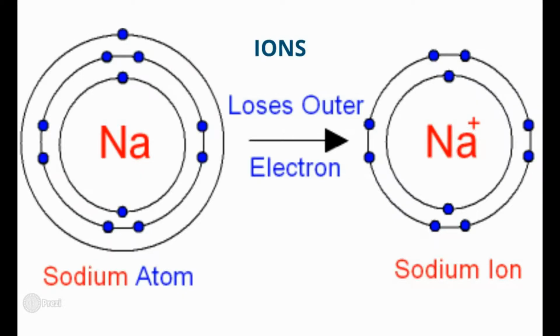Ions, in my opinion, students pick up a lot quicker. We spend a lot more time on isotopes for some reason, because that's always an issue. But ions are a little bit easier. They're on the outside, and you can remove them very easily.